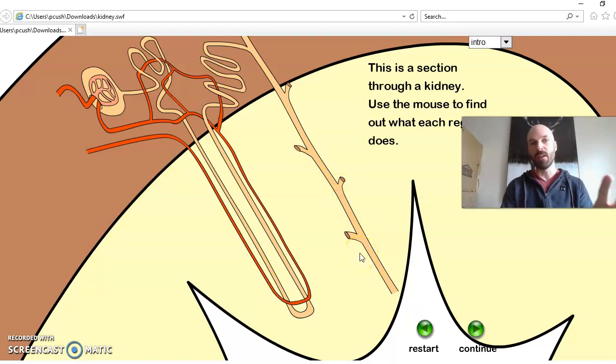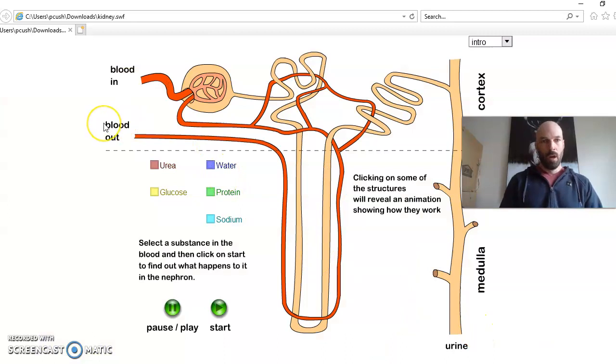You have a whole bunch of these nephrons in each of the two kidneys that we have. If you remember, kidneys are about the size of your fist, and they're at the back, near where your waist is. All right, so what's going on when we zoom in further? The first thing we're going to do is follow water.